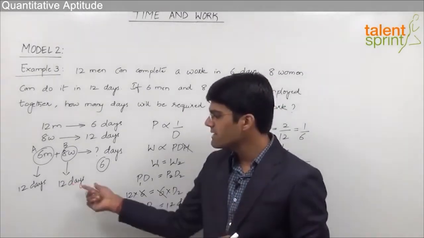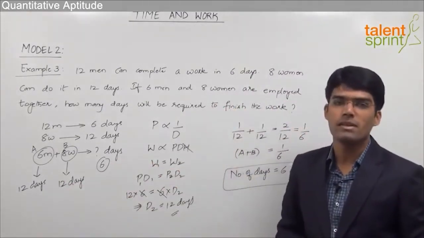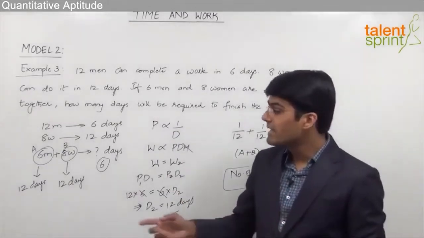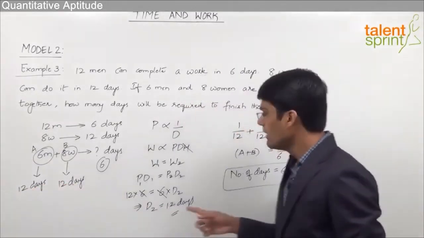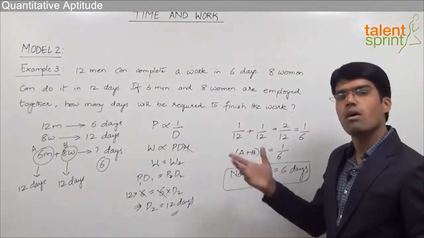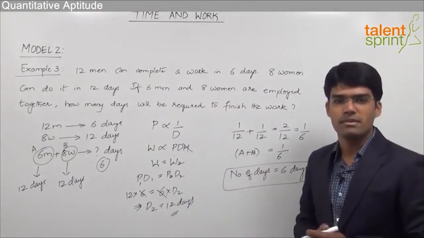So similarly, in this case, we can directly say that the number of days will be 6 days. Otherwise, in cases where the number of days are not equal, we can go by the 1 day's concept or the shortcut formula, that is AB by A plus B, to get the answer.